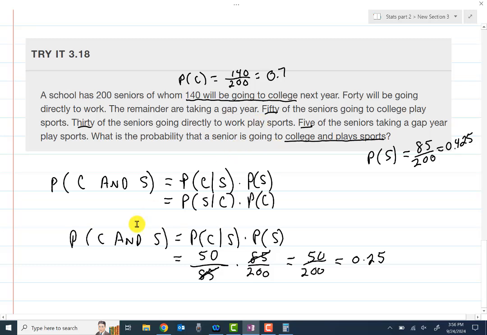Instead, we knew that C and S, the number of people that were seniors, planning on going to college, and play sports, we were already told there's 50 of them. So basically, it's just reading comprehension you could have used to get this answer, but I wanted to exploit the formulas.